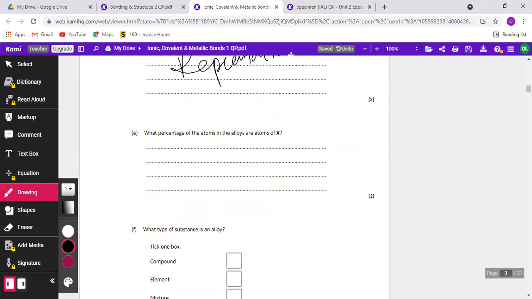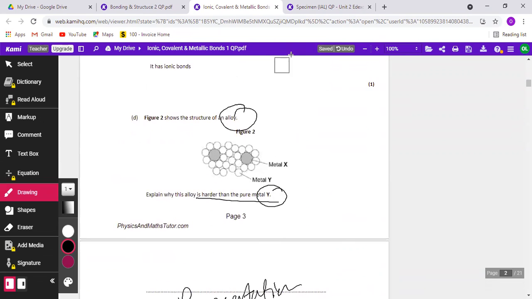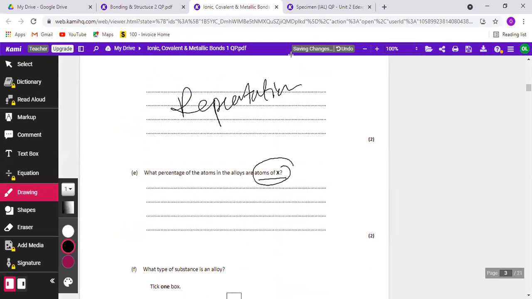What percentage of atoms in the alloy are atoms of X? Okay, now let's see how we can find the atoms here. So again you have to count the atoms. 1, 2, 3, 4, 5, 6, 7, 8, 9, 10, 11, 12, 13, 14, 15, 16, 17, 18, 19, 20, 21, 22, 23, 24, 25, 26 and 27. So the total is 27.